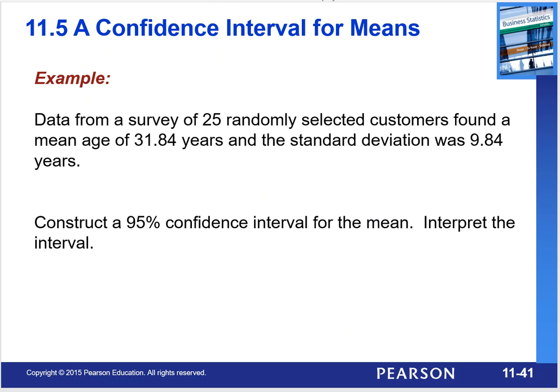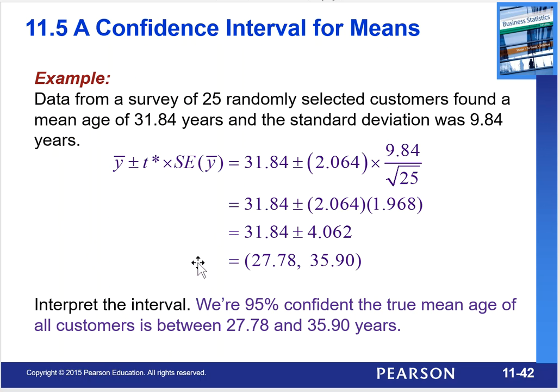Let's do an example because the examples usually make this a little better. So let's say we have data surveyed from 25 randomly selected customers with a mean age of 31.84 and a standard deviation of 9.84. I'm using this example a lot. Enjoy. We're going to construct a 95% confidence interval for the mean and interpret what the interval means. This is very important. We did interpretations with proportions too. Same deal here.